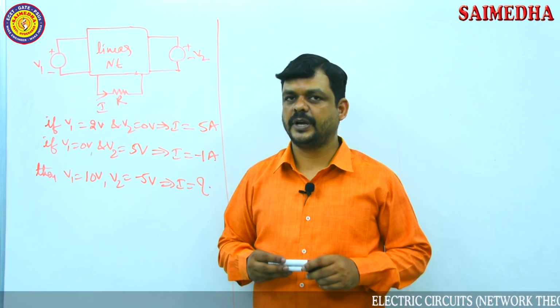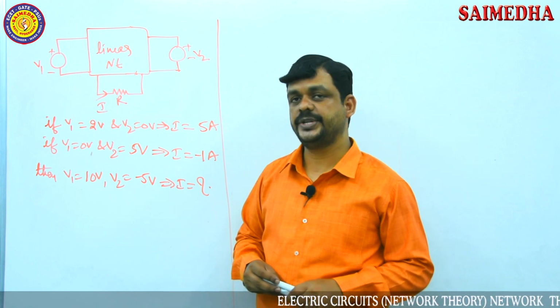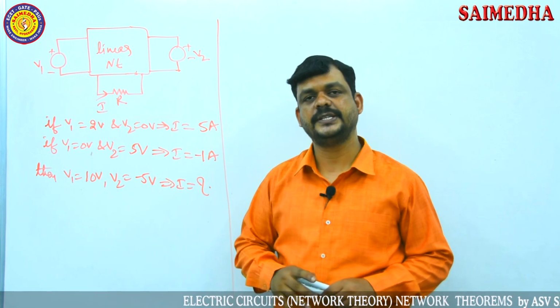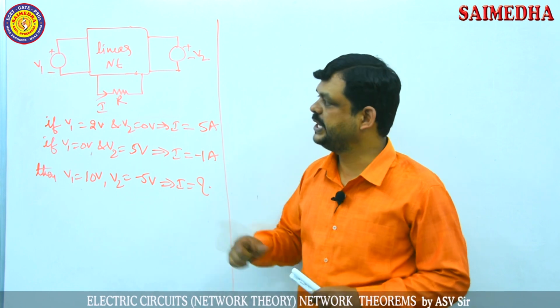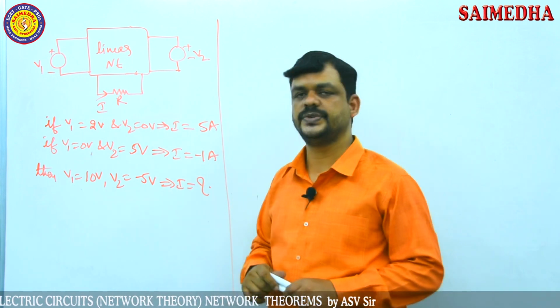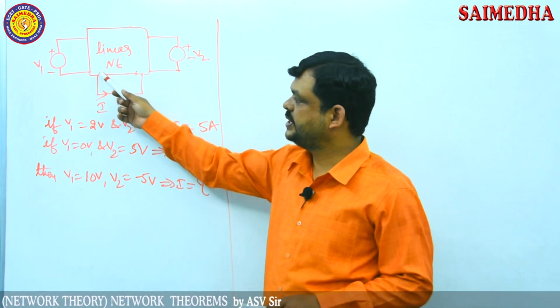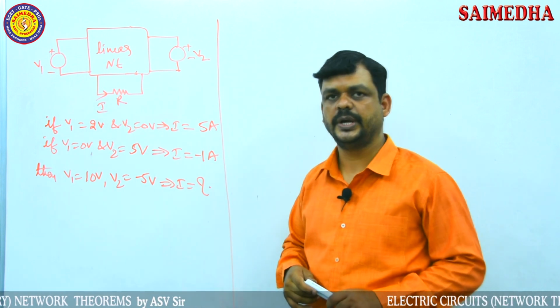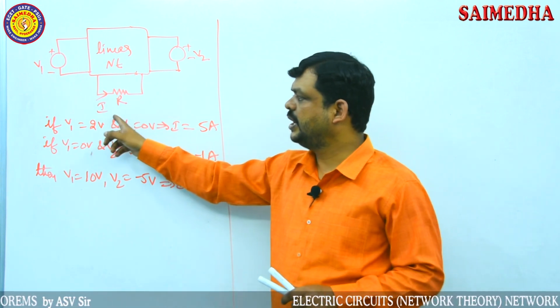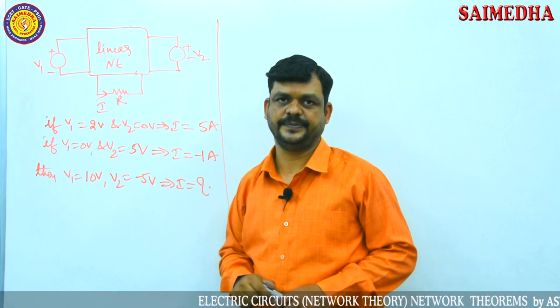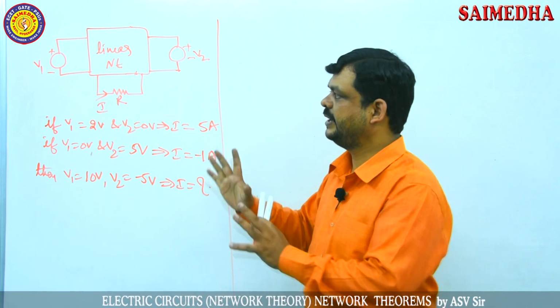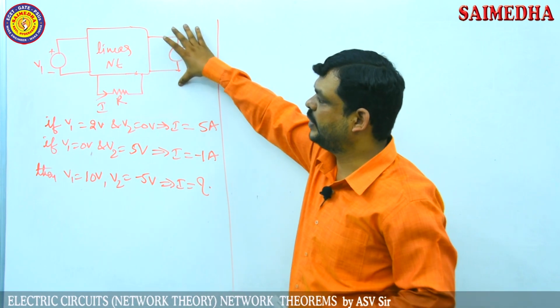So, another previous competitive exam question. The question is: one linear network is connected with two sources. One is the V1 source, another is the V2 source, and one resistor is connected, which acts as a load. In the load branch, the current through the load branch is I. So this is one complete given network.